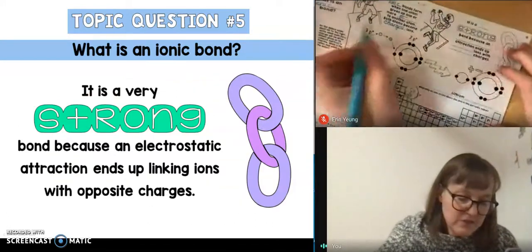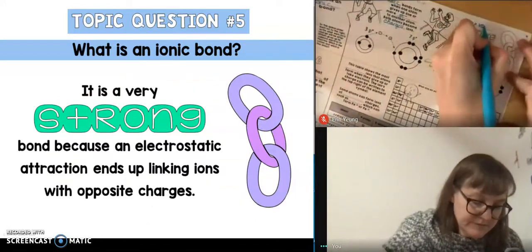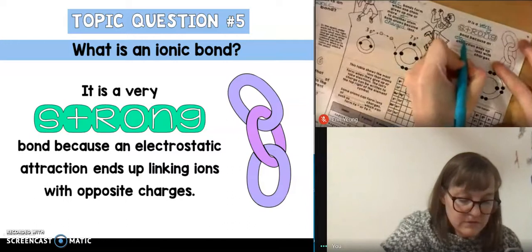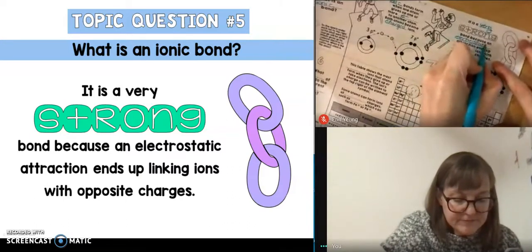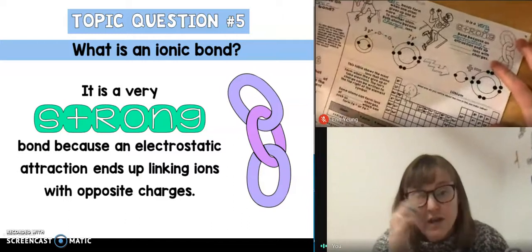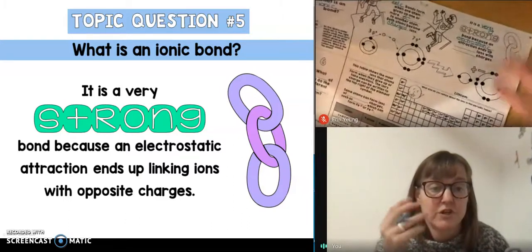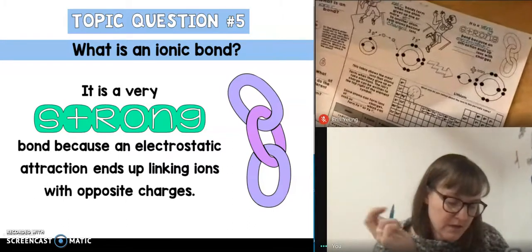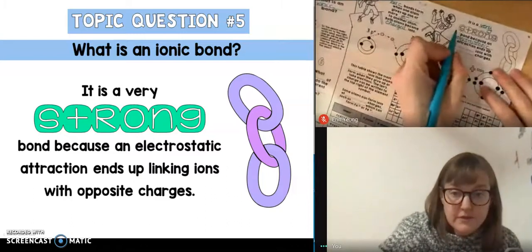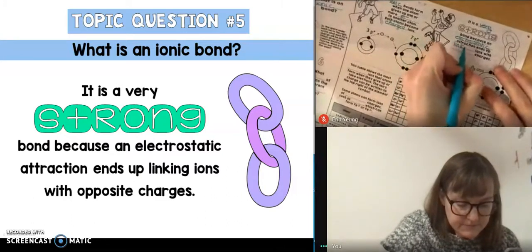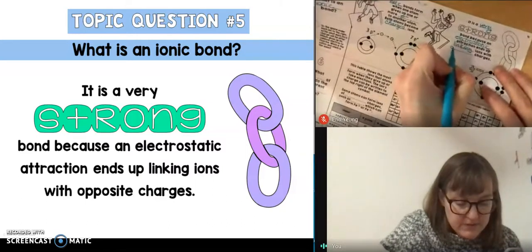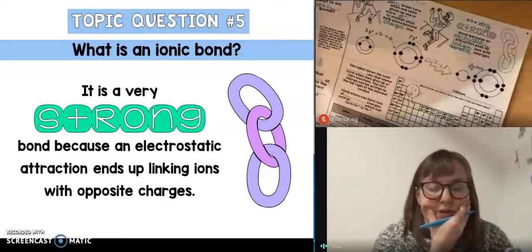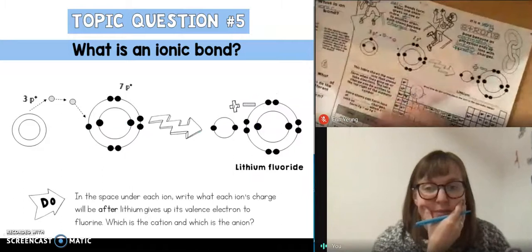This bond is a super strong bond. And it's very strong because you have electrostatic attraction between these two. So that positive and negative charge are going to hold each other together and they're going to link up because of that. So you end up with linking ions with opposite charges together. So this is really important in how you do it. So we're going to give an example.